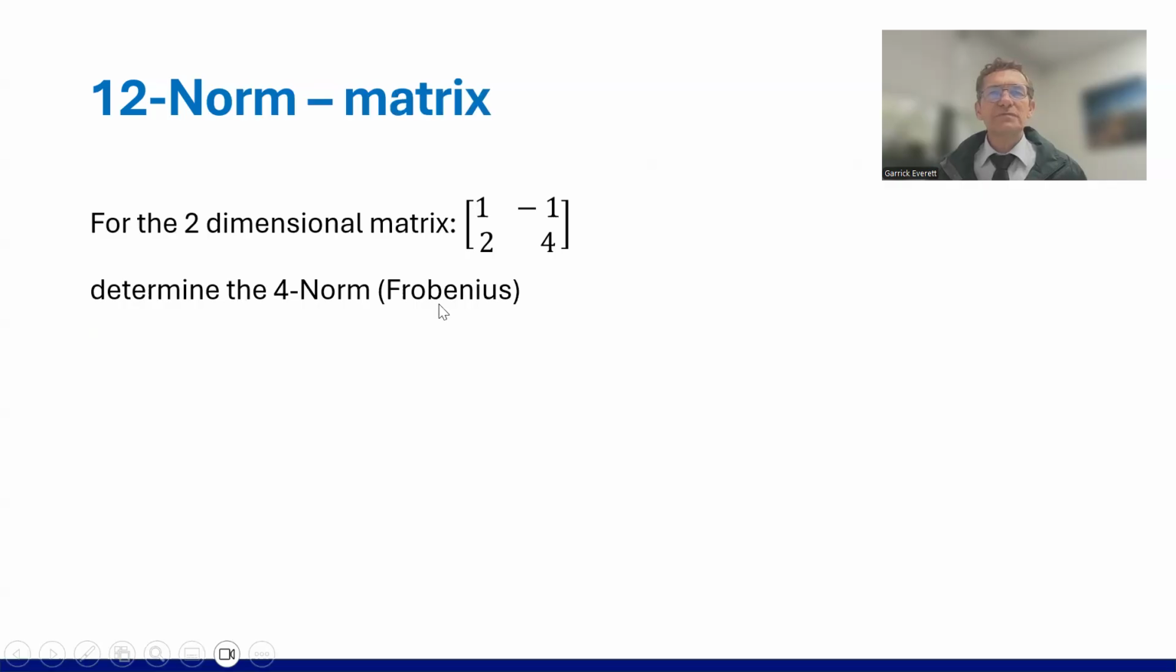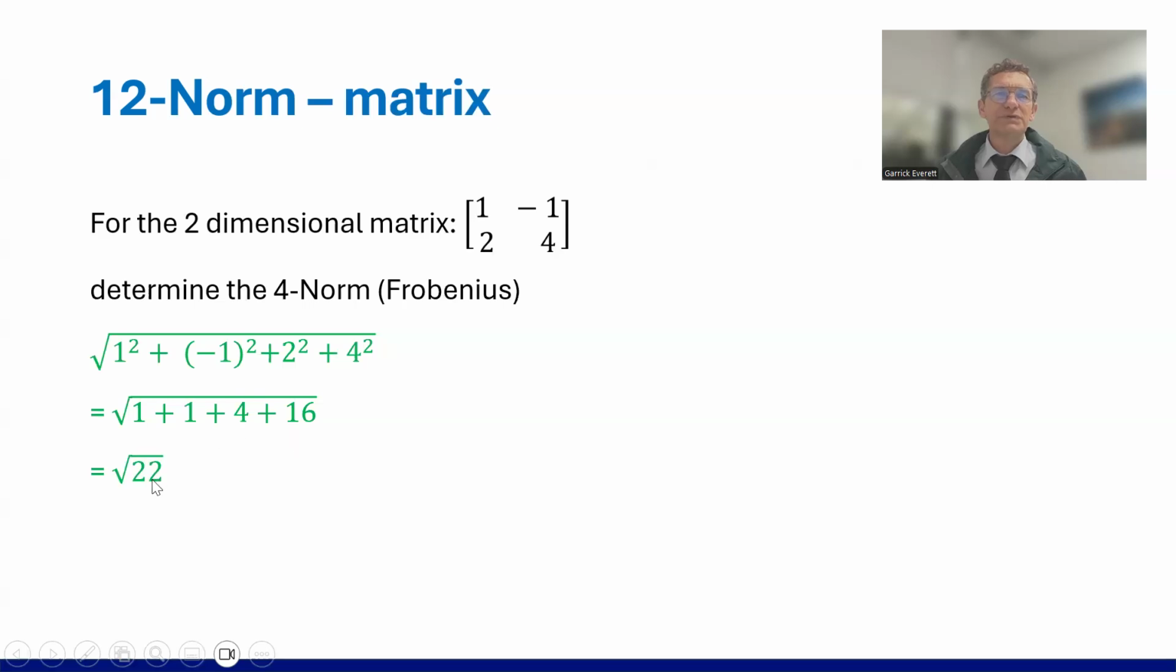Determine the Frobenius norm. You're just going to square everything. So 1 squared plus minus 1 squared plus 2 squared plus 4 squared. Add that all up, and you get 1 plus 1 plus 4 plus 16 is 22. Square root of 22, you could leave it like that, and that would be acceptable as an answer, or 4.69.